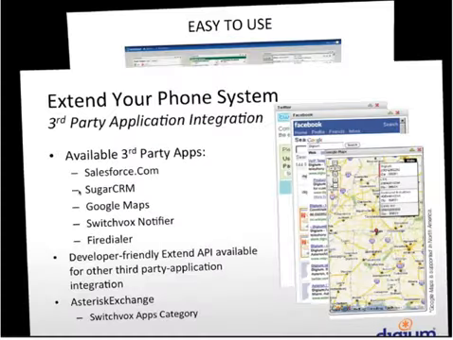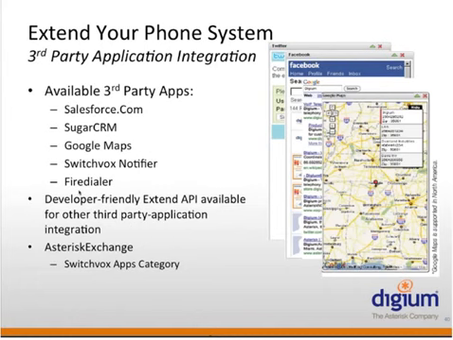Extend your phone system with third-party application integration. So here's where we have that Extend API system that allows you to connect with maybe the software that you guys use. We have a very easy-to-use API. We have a very extensive toolkit available at developers.digium.com slash Switchvox that gives you the entire toolkit for our APIs that you can get access to. So take a look.